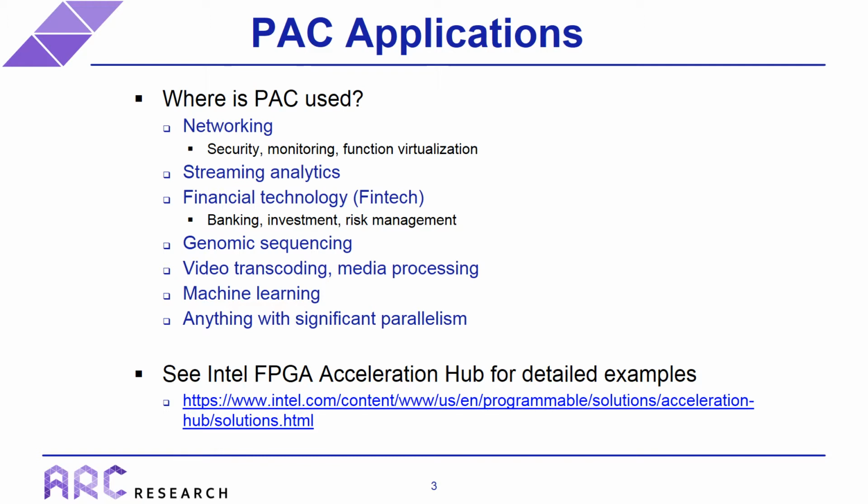It's used quite a bit for genomic sequencing because in FPGAs, you can do bit level operations and exploit bit level parallelism, which is kind of unique to that application domain. It's used for video transcoding and general media processing. Very frequently for machine learning. That's not really one application domain. Machine learning applies to probably all of these domains, but it is used quite frequently. And really, it can be used anywhere where there is a significant amount of parallelism, because that's where FPGAs get their advantage, when you can create a highly parallel circuit.